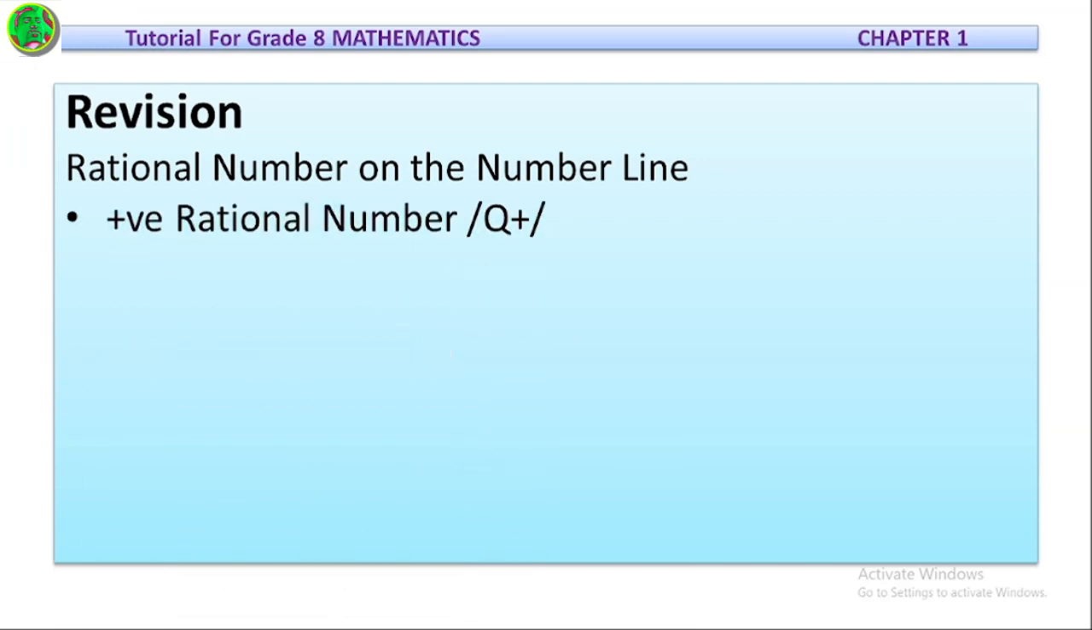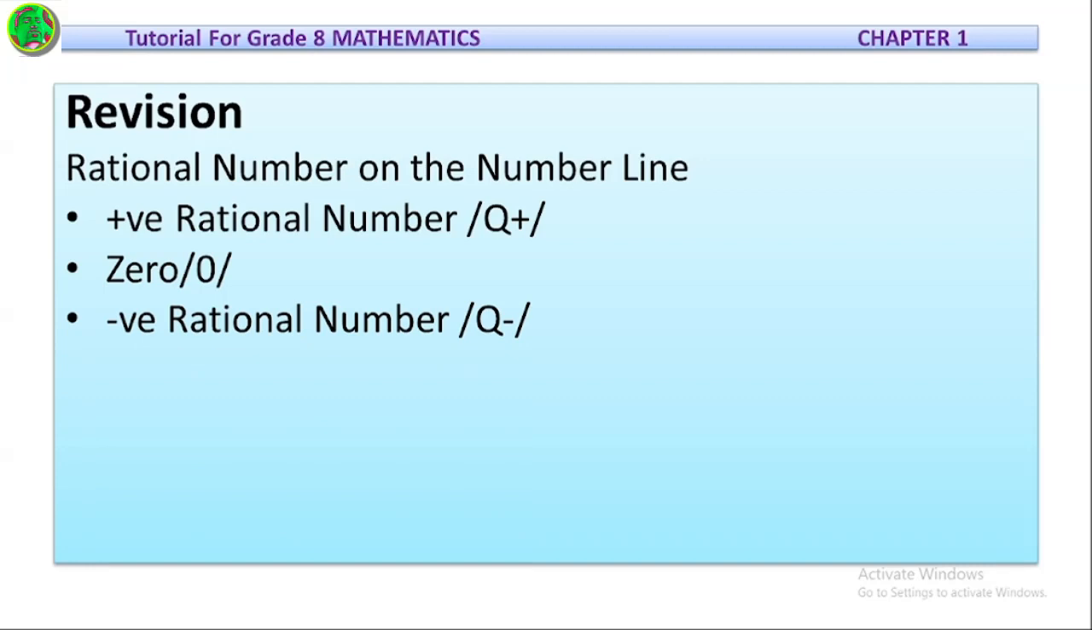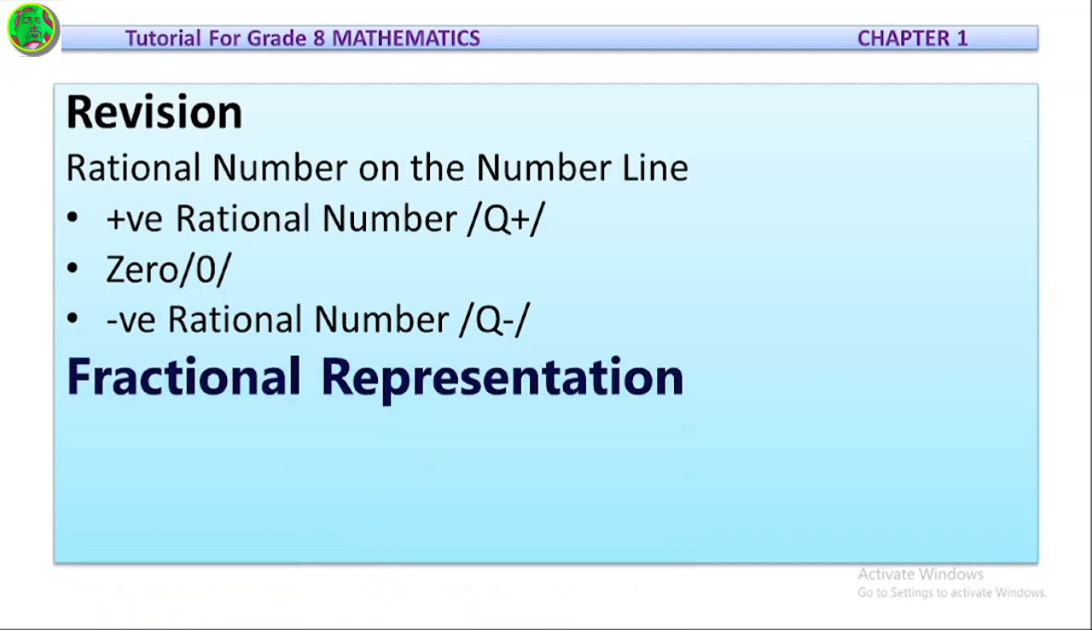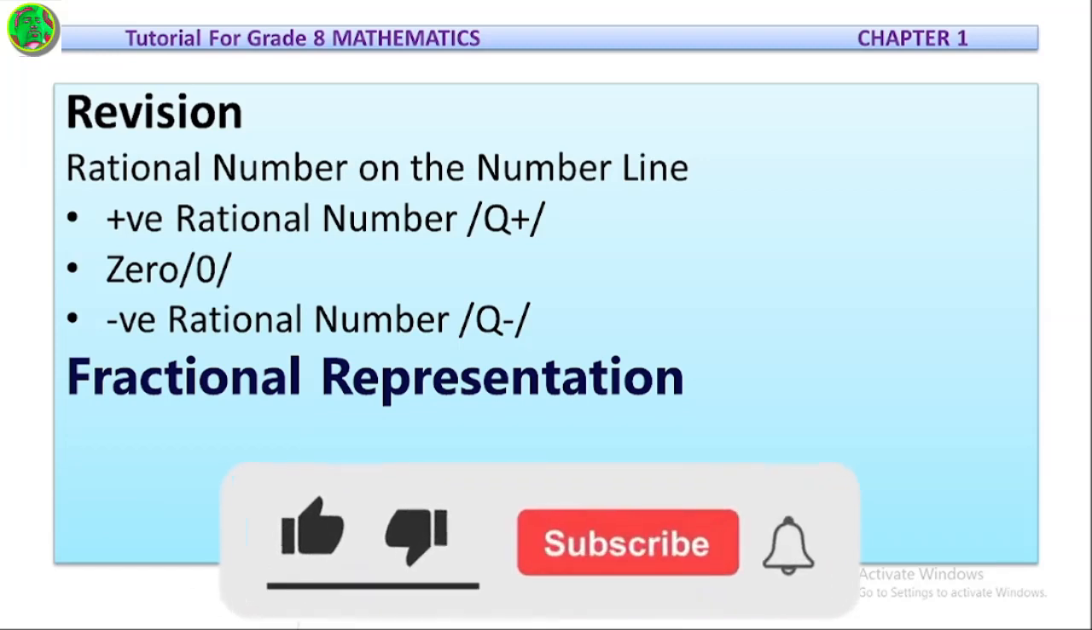Rational number on the number line. To write a rational number on the number line, we can use positive rational numbers, 0 and negative rational numbers. And we can use the line and represent the positive, 0 and the negative rational numbers on the number line.